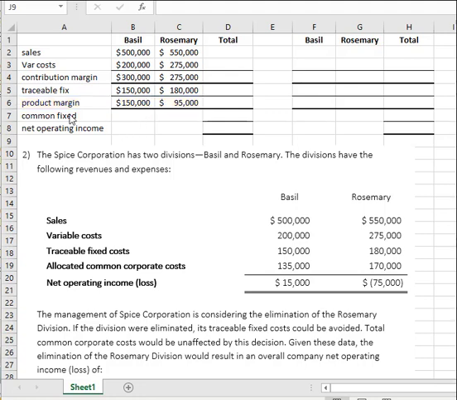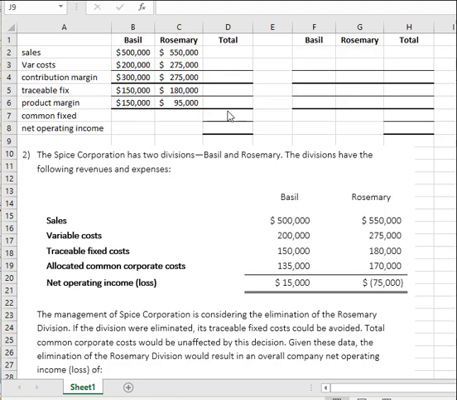eliminated. So we come down to here, product margin, which tells you how much profit that product line is contributing to the common fixed or to profit. Here they both have a positive product margin. This is ignoring the common or the allocated fixed costs.